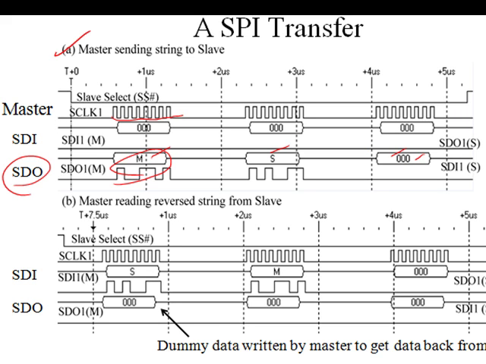Now in this case, the slave does not have any valid data to send back, so all it's sending back is zeros, which is actually going to be ignored by our master program.